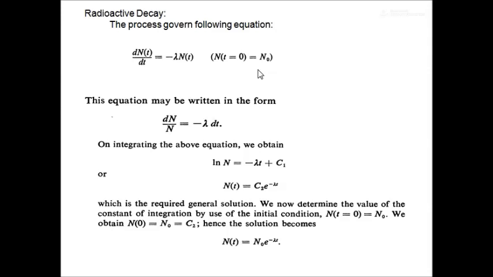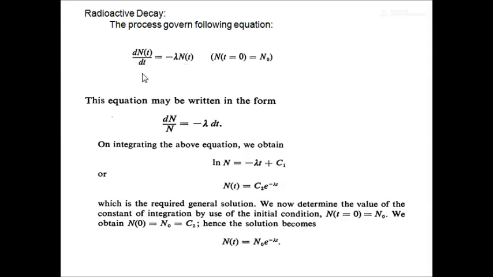Now if dN number of particles are decaying in time dt, then dN by dt must be equal to the number of particles remaining at time t. So this decay, or rate of decay, dN by dt, must be proportional to this N(t).